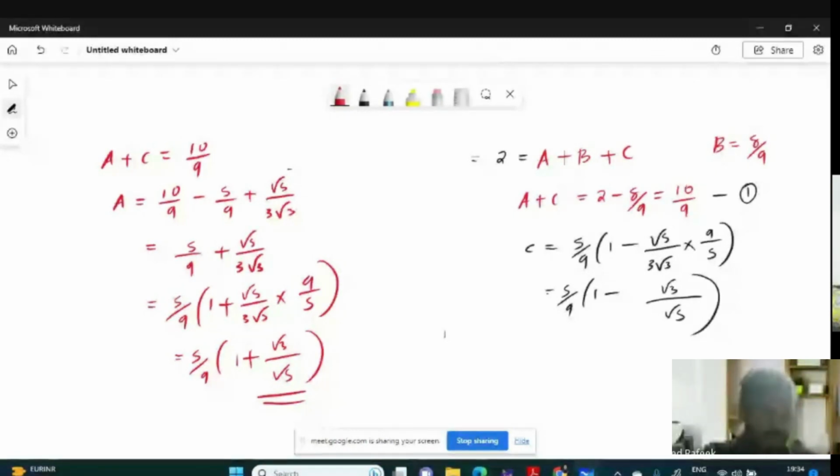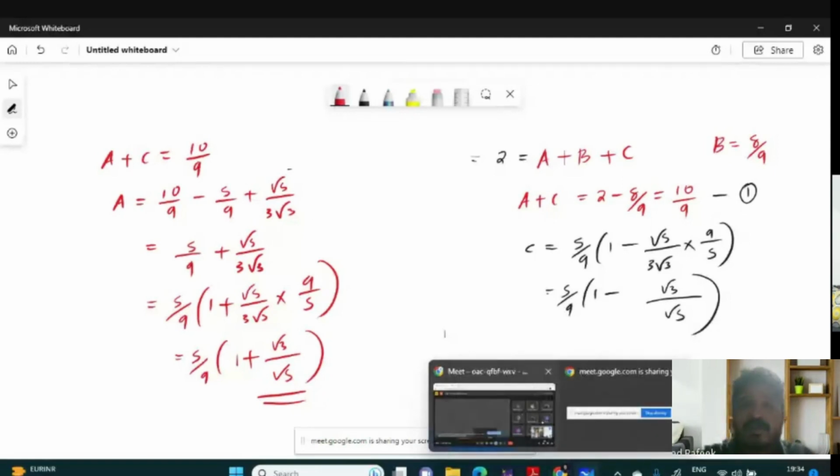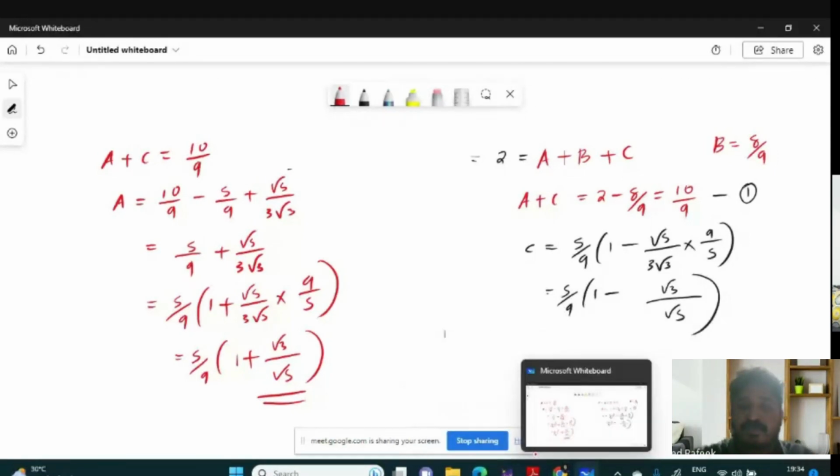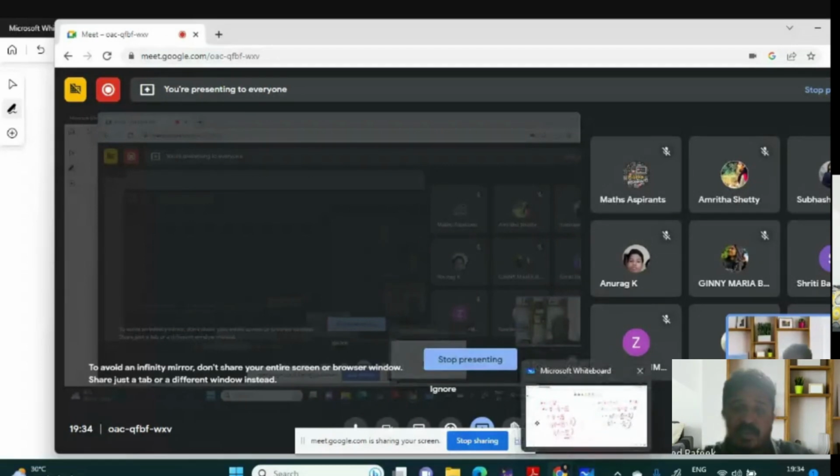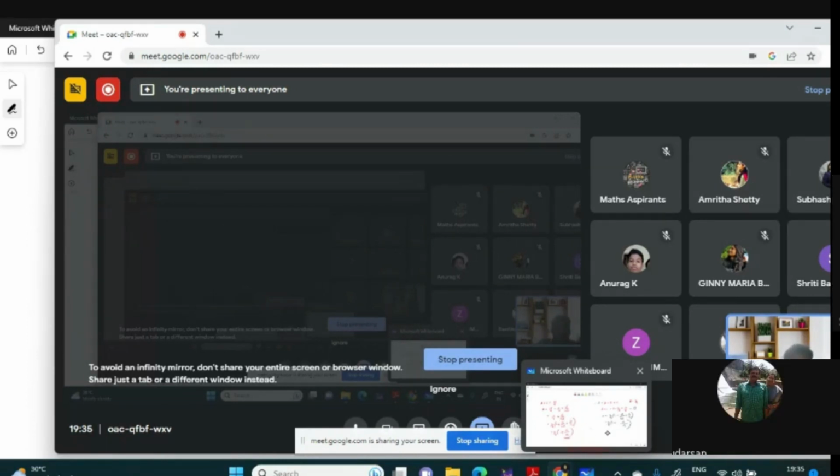Root 5, 3 root 3. Yes, option 1 is correct: 5 by 9 into 1 plus root 3 into root by 5. Option 1 and 4 is correct, right? Yes. Yes or no? Tell me, option 1 and 4 is correct, right? Please respond. Yes, sir. Is it clear, right? Yes, sir. Okay.